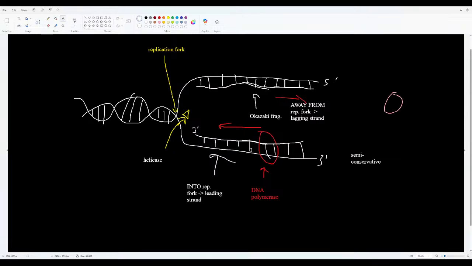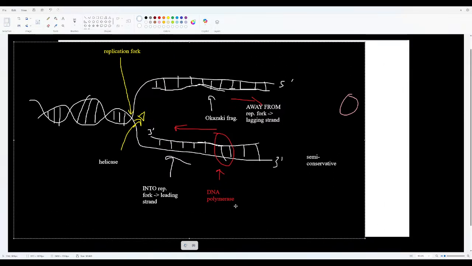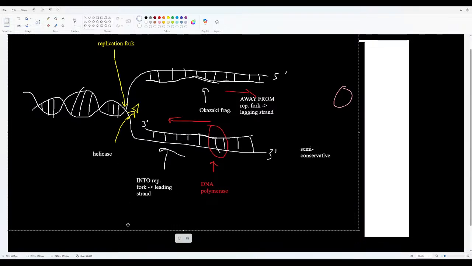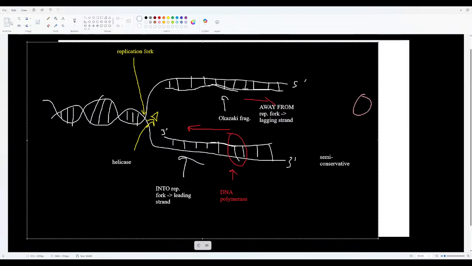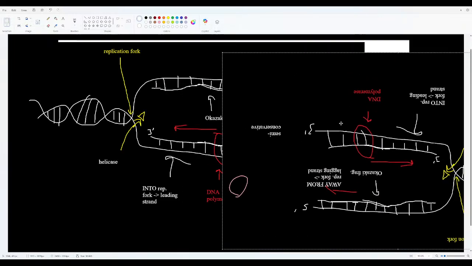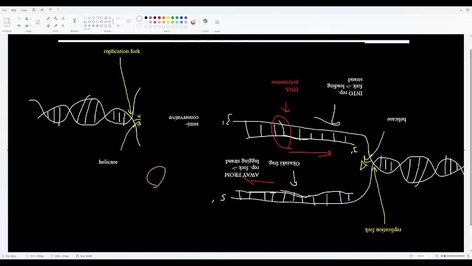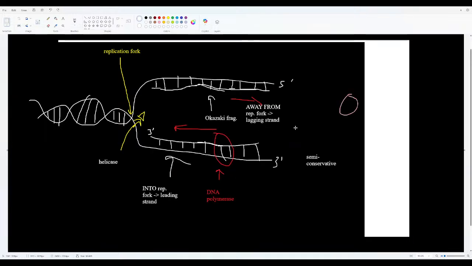Now just imagine this entire process. Let's see if I could do this. That didn't work as well as I thought. Okay, wait, hold on.